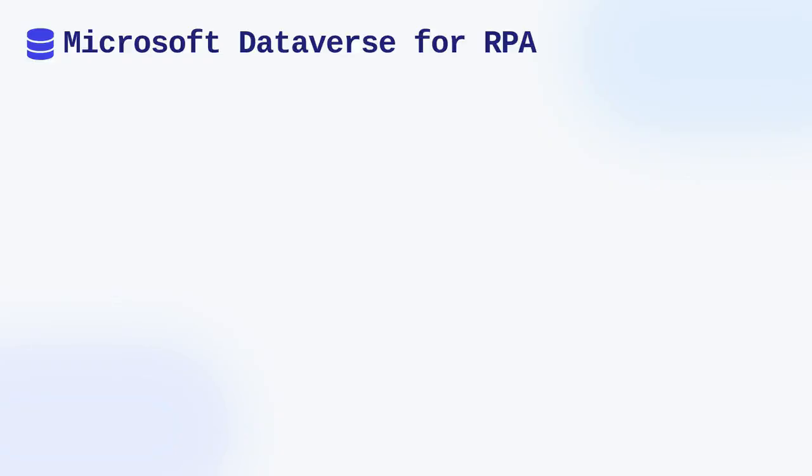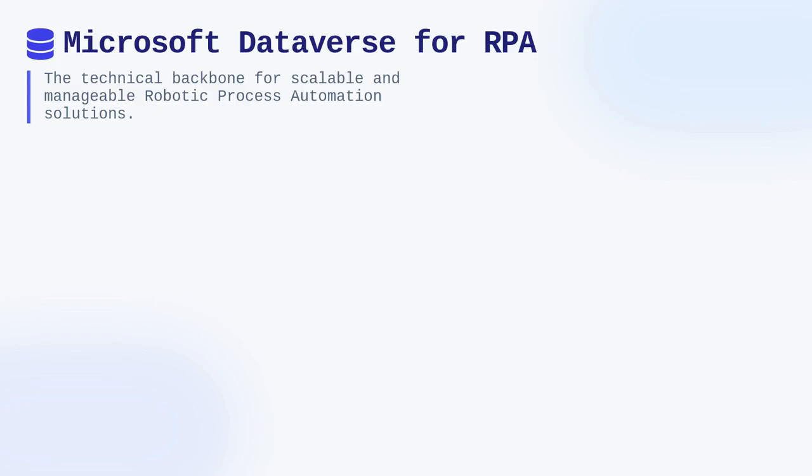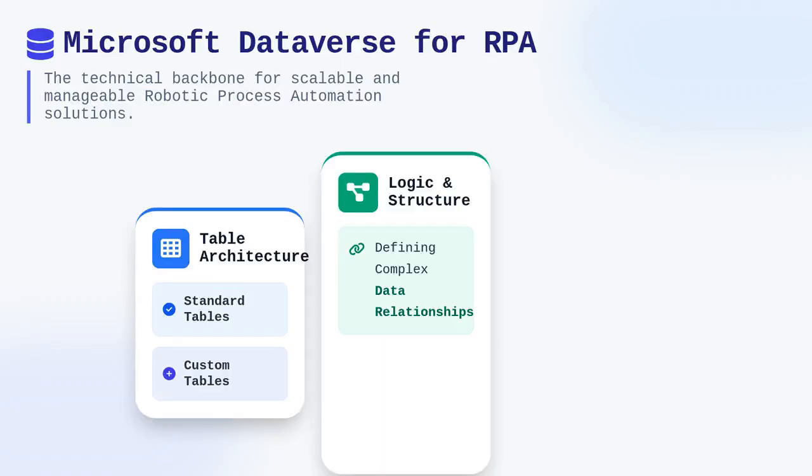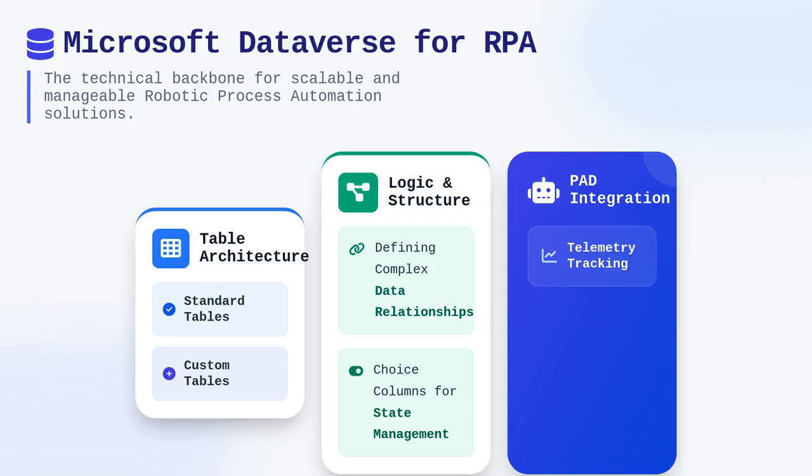In this series of lessons, we will dissect exactly how Microsoft Dataverse functions as the backbone for your RPA solutions. We will cover the practical application of standard and custom tables, the nuances of defining data relationships, and the utilization of choice columns for state management. Furthermore, we will delve into the technical mechanisms by which Power Automate Desktop maintains telemetry and audit logs directly within the Dataverse environment.